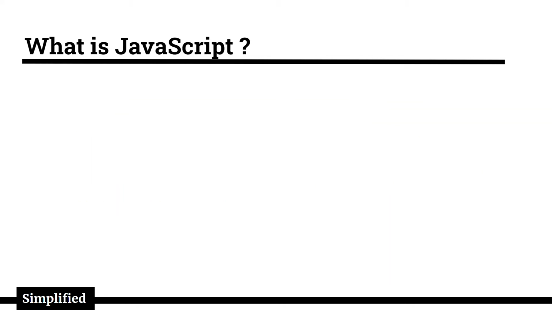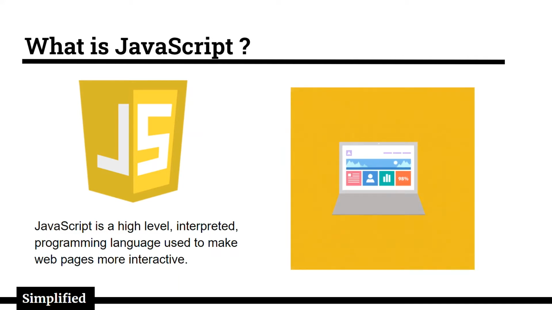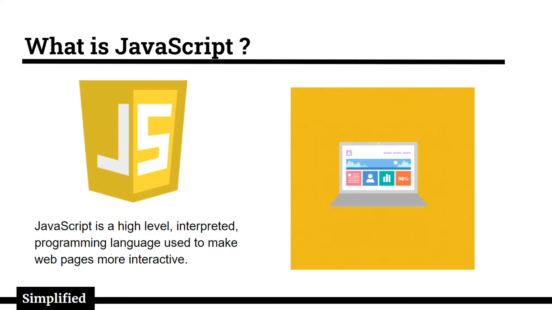What is JavaScript? JavaScript is a high-level, interpreted programming language used to make web pages more interactive. It is the language of the web, used to make the web look alive by adding motion to it. To be more precise, it's a programming language that lets you implement complex and beautiful things designed on web pages.